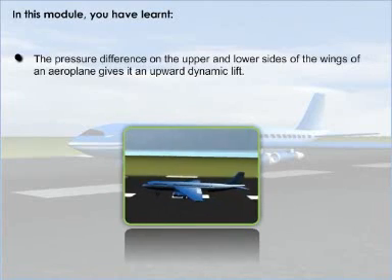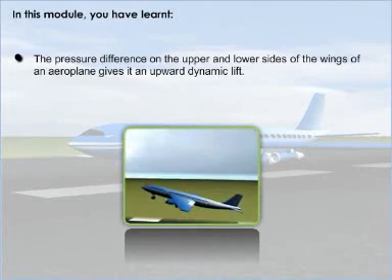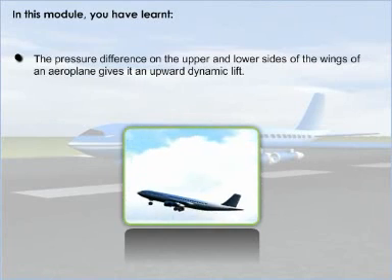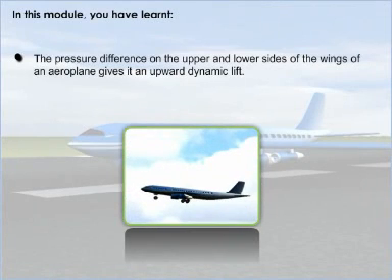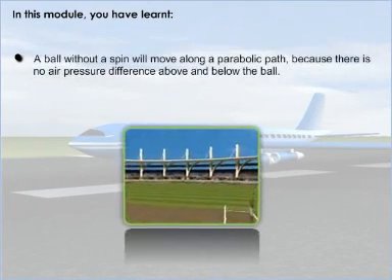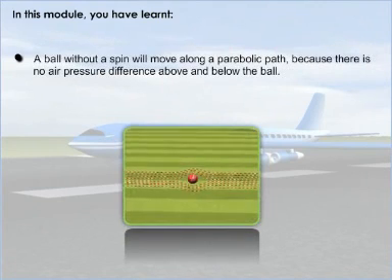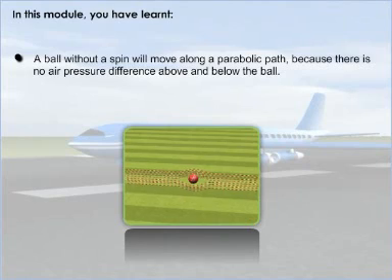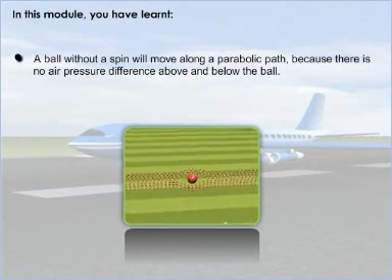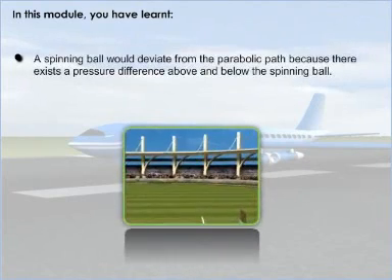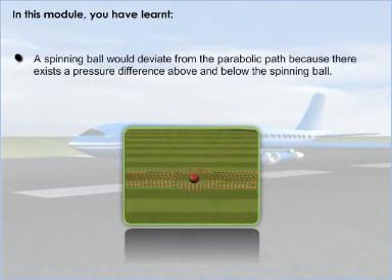The pressure difference on the upper and lower side of the wings of an aeroplane gives it an upward dynamic lift. A ball without a spin will move along a parabolic path because there is no air pressure difference above and below the ball. A spinning ball would deviate from the parabolic path because there exerts a pressure difference above and below the spinning ball.